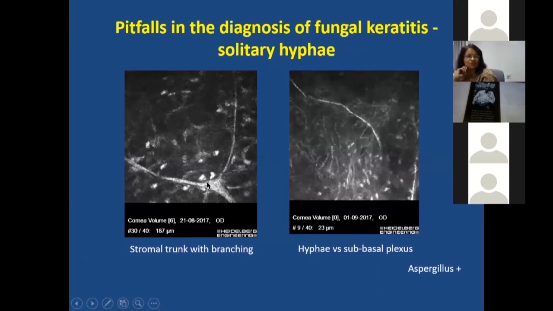The other issue that you can have is when you're dealing with a solitary hyphae and a stromal trunk. This is a branching stromal trunk, and it is usually dichotomous. The branching is at 90 degrees. Look at this. Is this a hyphae or is it not a hyphae? What about these structures? Some of them are linear. Could it be a subbasal plexus, or are they small bits of the hyphae? Now this was Aspergillus positive. So we presume that all this is hyphae.